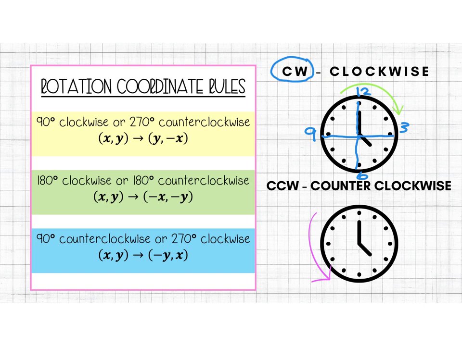And then counterclockwise is CCW. And that would be where we start with our 12, but we go backwards, that 90-degree angle backwards to 9 and then to 6 and so on.